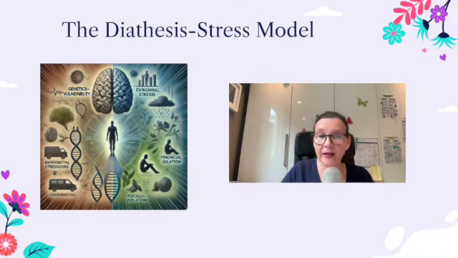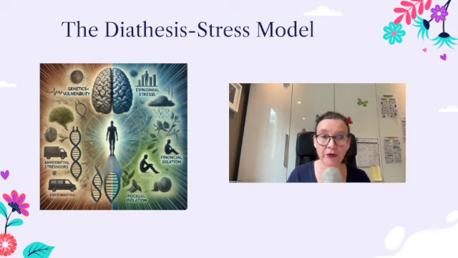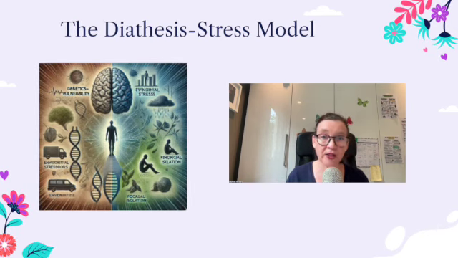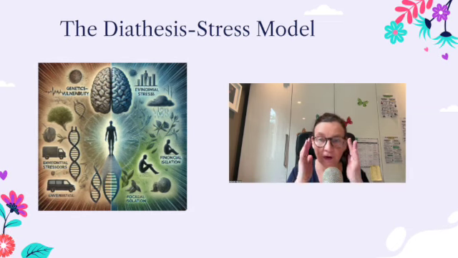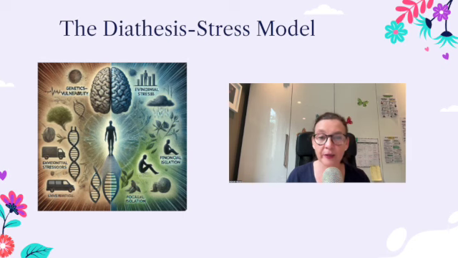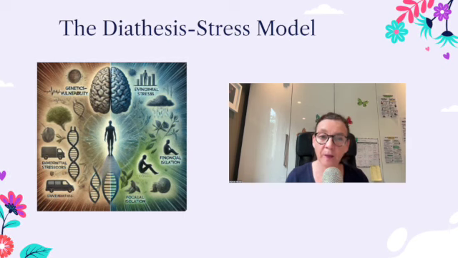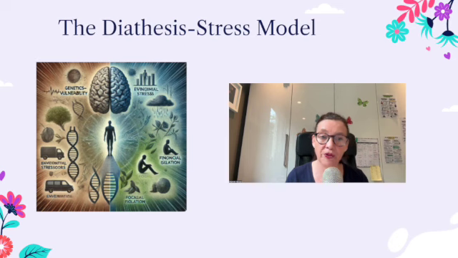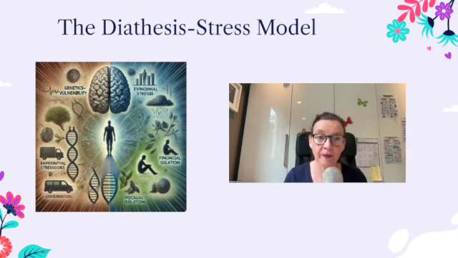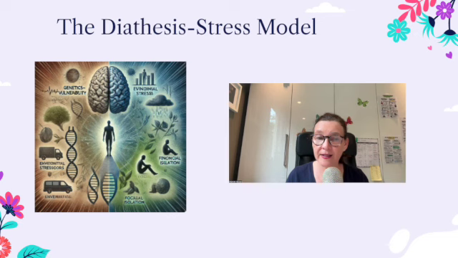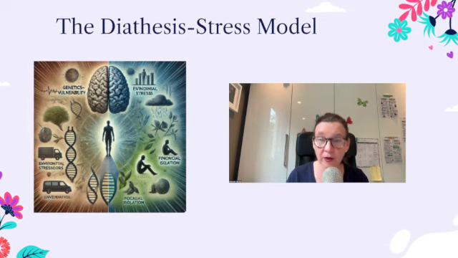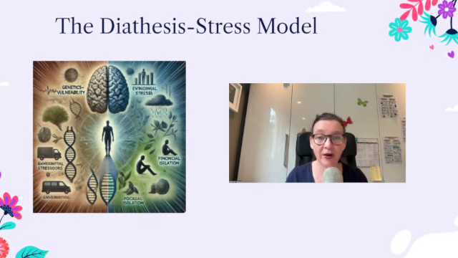Next, we're going to look at the Diathesis-Stress Model, which explains how genetic vulnerability and environmental stressors interact to cause psychological disorders. The Diathesis-Stress Model suggests that psychological disorders don't develop just from one cause. Instead, they result from a combination of two key factors. First, diathesis. That's the vulnerability, a genetic predisposition or biological weakness that makes a person more susceptible to a disorder. And then stress, life events or environmental pressures that trigger the disorder in someone who is already vulnerable.